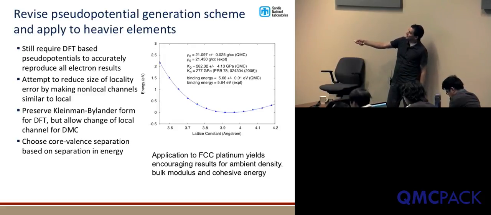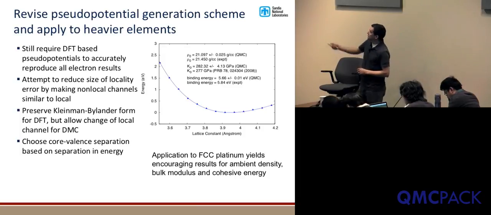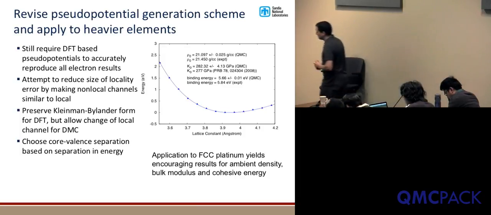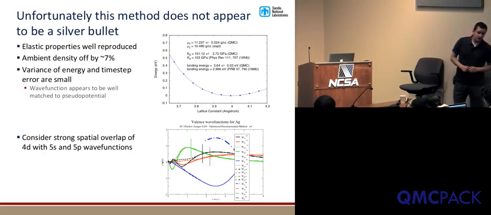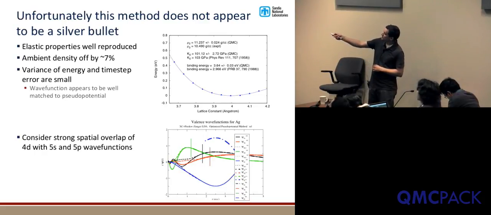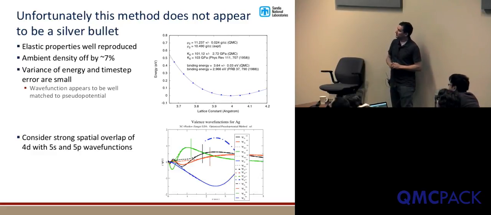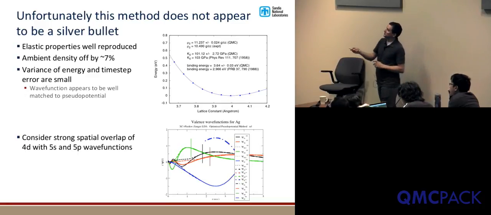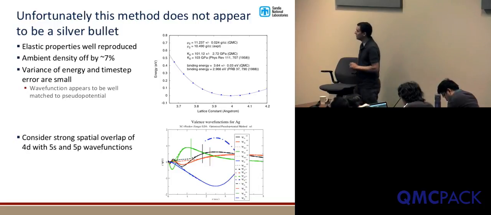Now, doing this and then running a cold curve, let's say, compared to platinum, we also have small molecules. Things look pretty good. So maybe we're on the right path, right? But some elements seem to be more difficult than others. I tried the same procedure for silver, and the results weren't necessarily as good. Particularly this density was a little bit concerning. The density was off by 7%. But some parts of the construction were good. The variance of the energy and the time step error were very small because I reduced the size of the non-local channels. So it's at least one piece along the way.